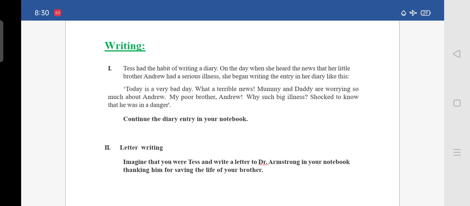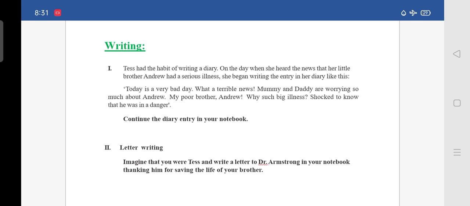So what they are saying is, Tess has a habit of writing a diary. So when she heard the news that her little brother Andrew had a serious illness, she started writing the entry in her diary. What she has written is, today is a very bad day. What terrible news. Mummy and Daddy are worrying so much about Andrew. My poor brother Andrew. Why such a big illness? Shocked to know that he was in danger. So she has written like that.